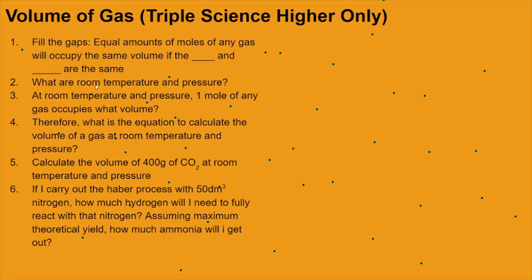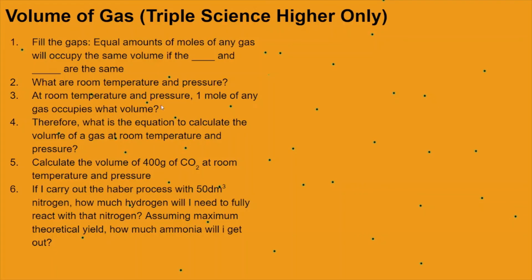So you need to know the values of room temperature and pressure. In this topic in chemistry, we consider room temperature to be 20 degrees C and pressure to be 1 atmosphere. And at room temperature and pressure, our specific room temperature and pressure, 1 mole of any gas occupies 24 decimeters cubed.